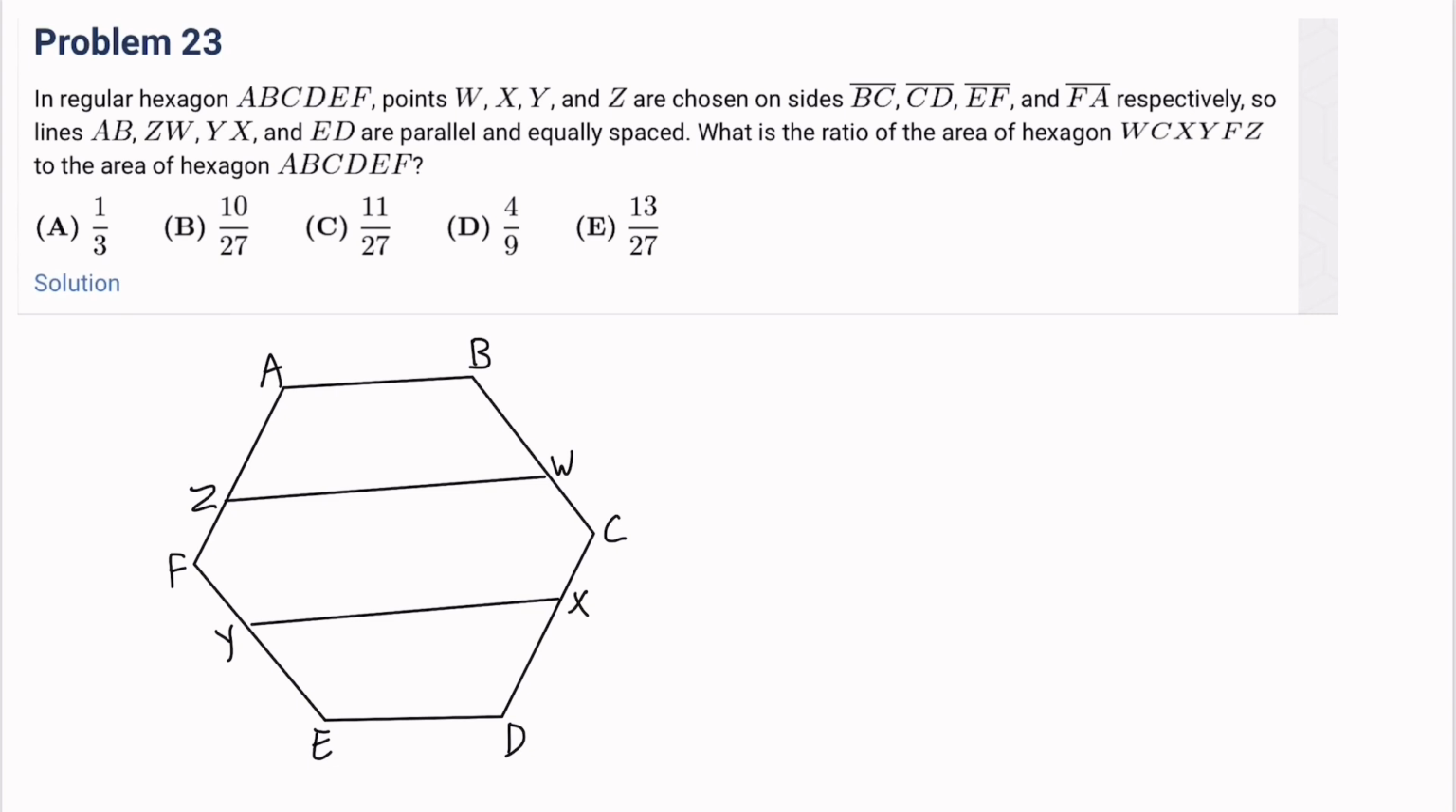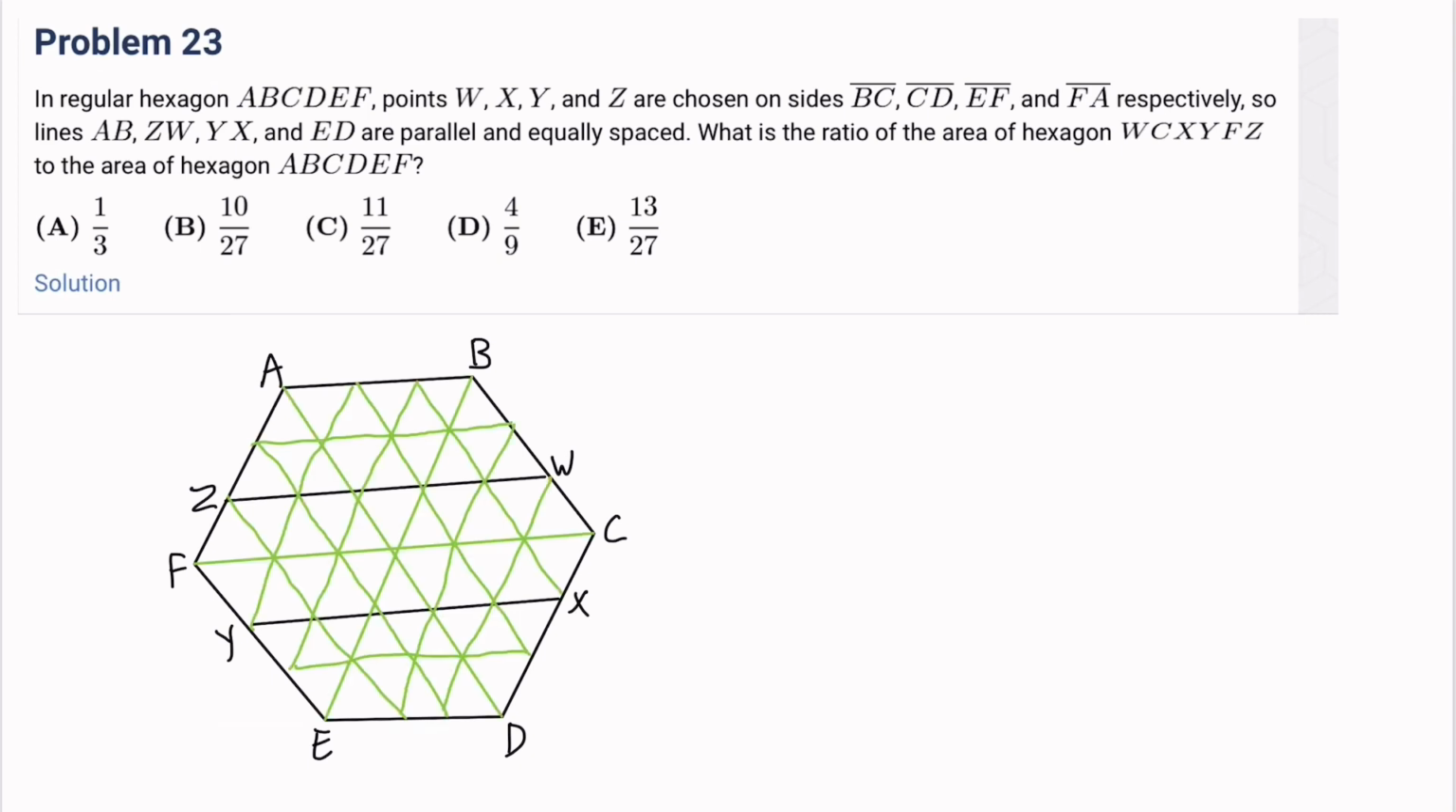First of all, we need to see that the ratio of ZF to AF is 1 to 3. That's because AB, ZW, YX, and ED are equally spaced, right? So if this is 2, then this is also 2 and this is also 2. If we have a line right here, this would be 2 also, and this would be 1. Since these are similar triangles, this would be 2 and this would be 1. By that exact same logic, FY to FE is 1 to 3, and so on. Now if we draw these small triangles, this is what we get.